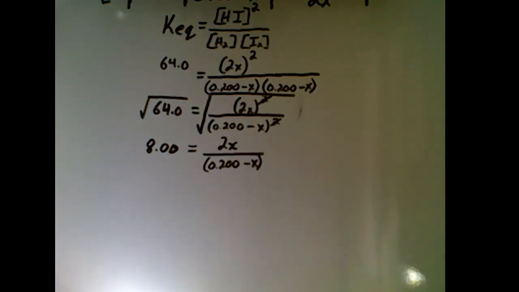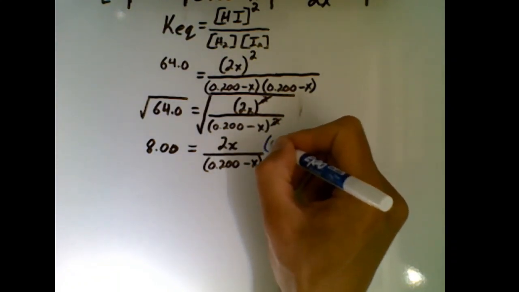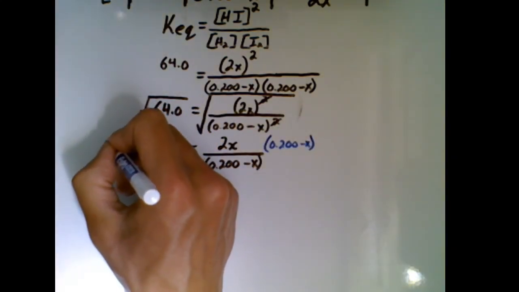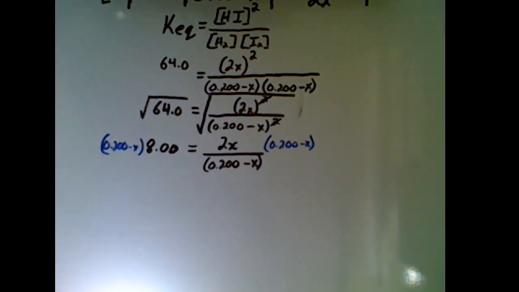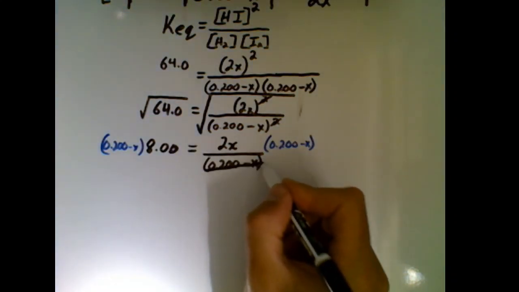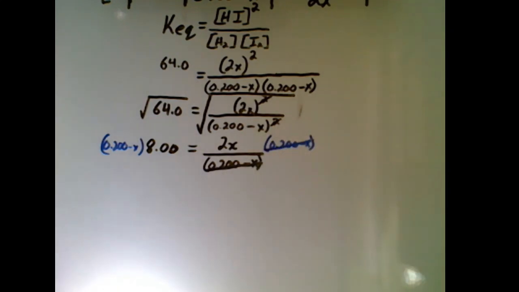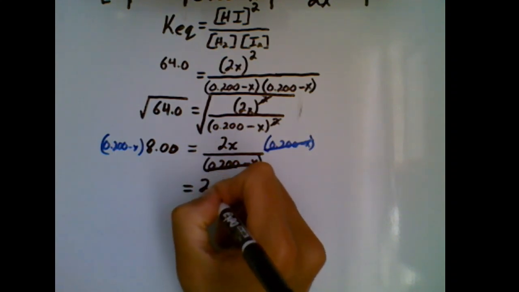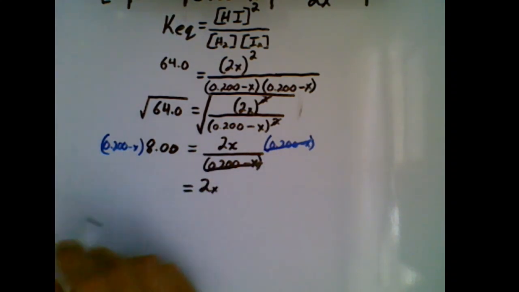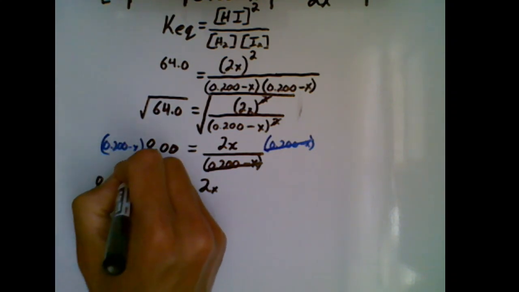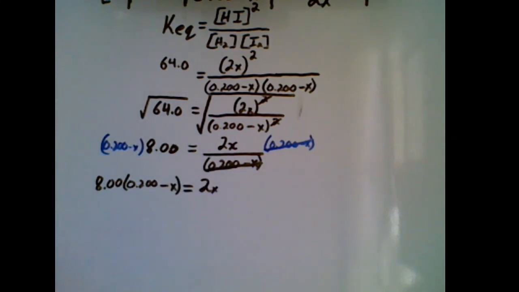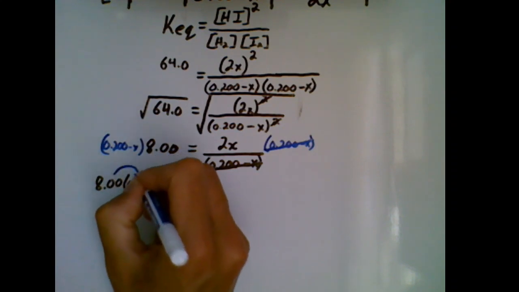So our first step here is we want to multiply both sides by 0.200 minus x. That's going to help us by canceling out this on this side and getting rid of that denominator. So what that's going to do now is on the right-hand side of the equation, all we have left is 2x. We've eliminated the denominator, and now it's over on this side. And so we're left with 8.00 multiplied by 0.200 minus x. So now we're going to distribute into the brackets.